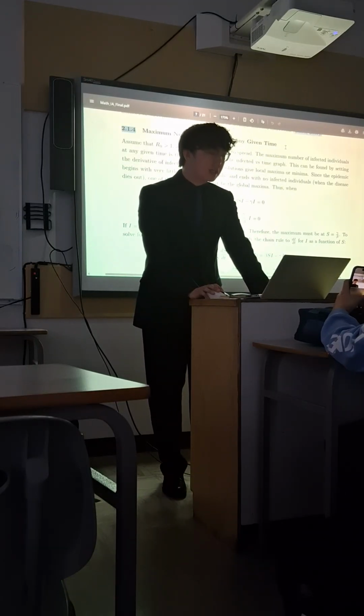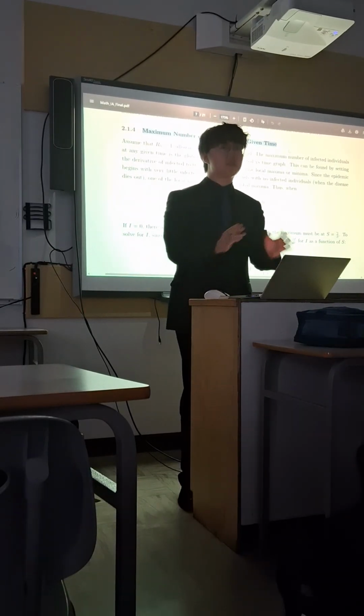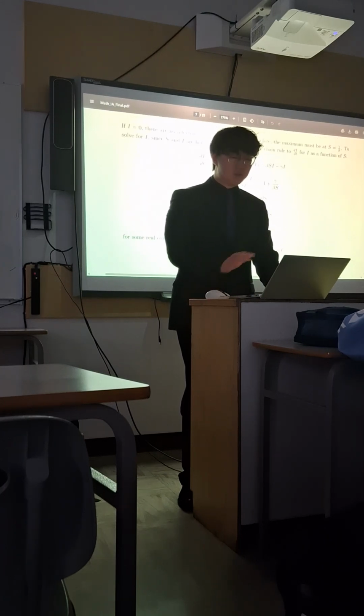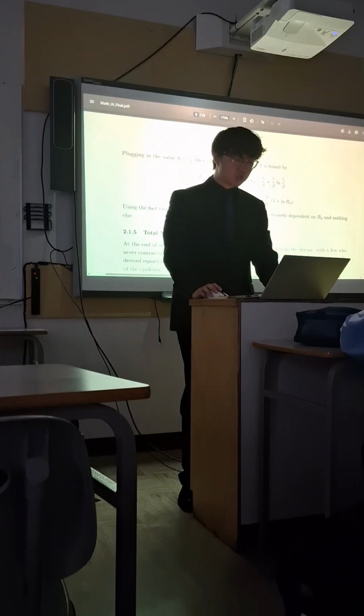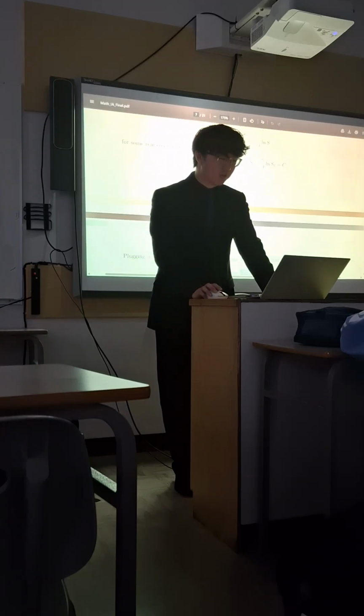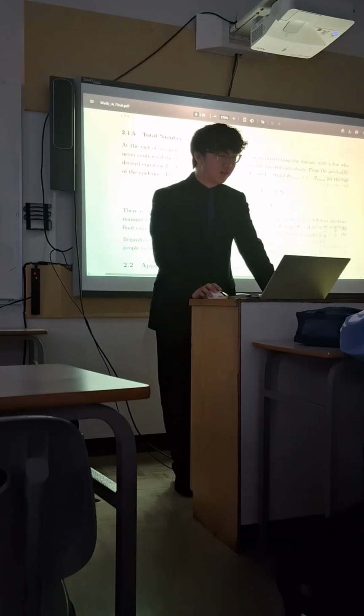I also want to look at the maximum number of infected individuals at any given time. So at any moment, what is the maximum amount of people who will be infected? And here we can do some manipulation, and I use the chain rule of calculus to manipulate the equation and essentially find a closed form solution. So this is the closed form solution. I don't know, it's a bit hard to read. It's a bunch of calculus. I won't explain any further.